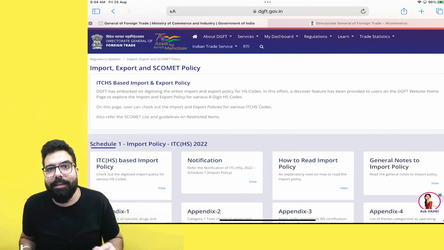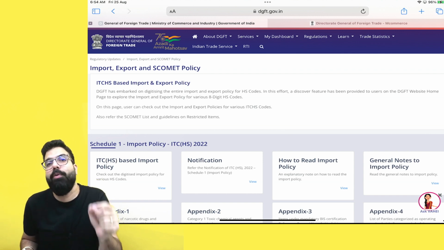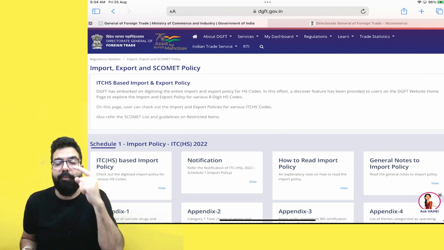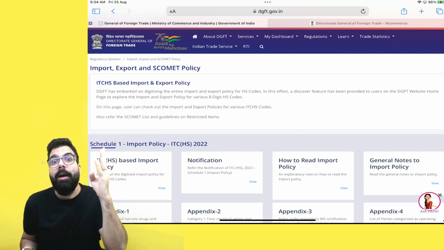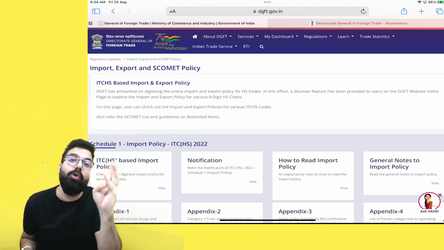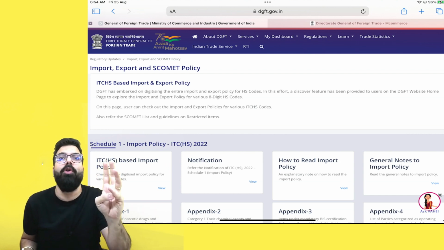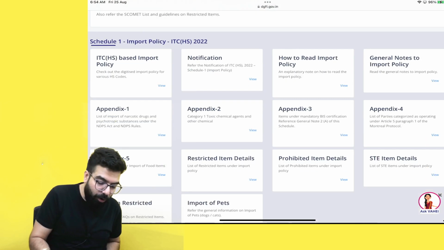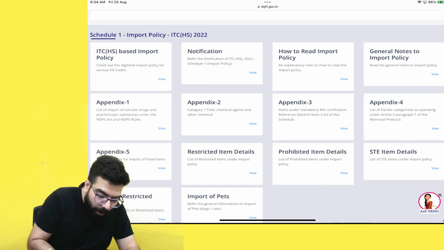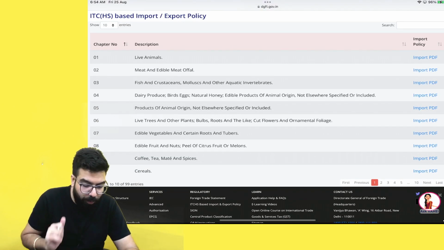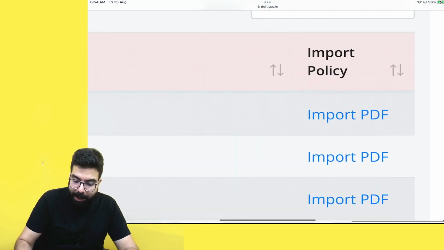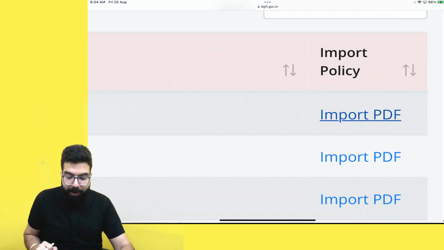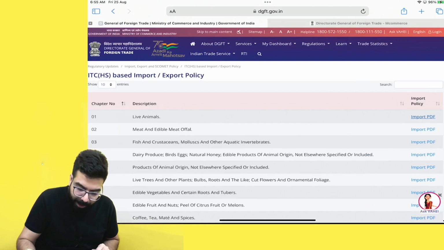So ITC-HS tells you whether the item which you are importing or exporting is freely importable or exportable, whether it is restricted, whether it is prohibited, or whether it can be imported or exported only through a state trading enterprise, and you can't directly import or export. All those things are told by the ITC-HS. For example, if I show you the ITC-HS over here, all the chapters are given. If I open the first chapter over here, it will give you the import policy. See, I am opening the first chapter over here. I open.